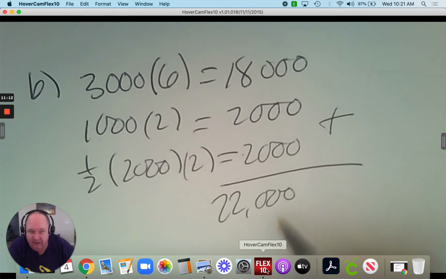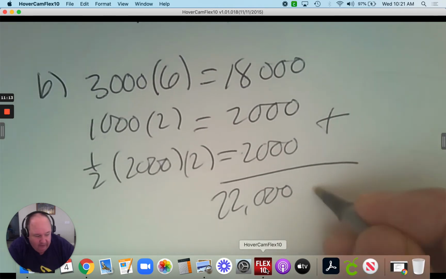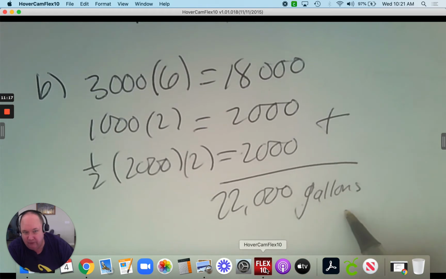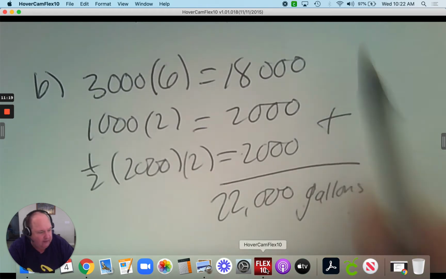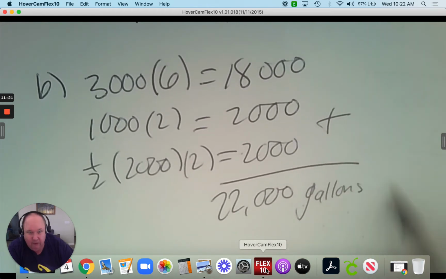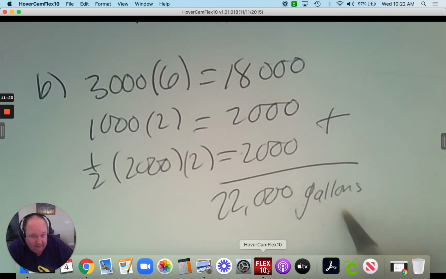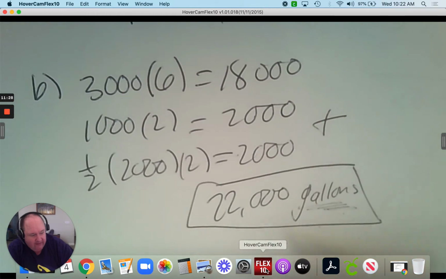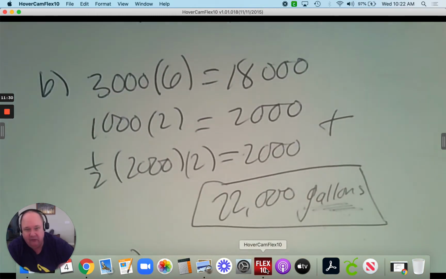And when you integrate a rate, then the unit is the answer. So the rate was gallons per whatever it is. What is it? Gallons per hour. But when you integrate, it's no longer a rate. It's whatever the unit is, which is gallons. So when you integrate that, the answer is 22,000 gallons.